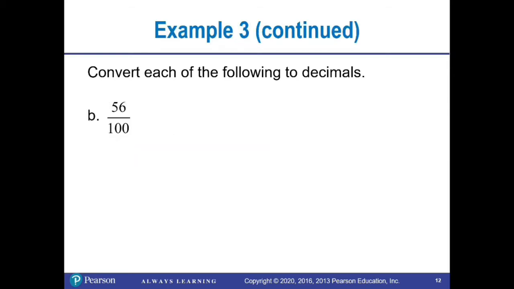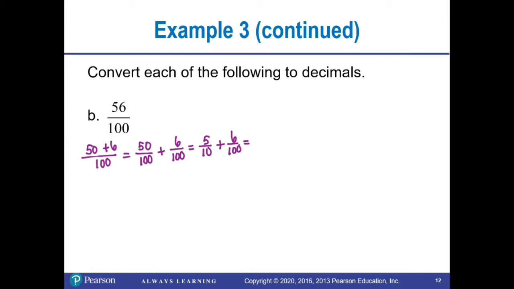Let's look at another one. In part B, we have 56/100. 56 I can rewrite as 50 plus 6. Again, I chose the 50 because it's a multiple of 10. Pull your fraction apart, so we write 50/100 plus 6/100. I want to be sure that my denominators stay as powers of 10. Now 50/100 will simplify. 10 goes into 50 5 times, and 10 goes into 100 10 times. So that's going to give me my tenths place. Then bring across the 6/100, that's your hundredths place.